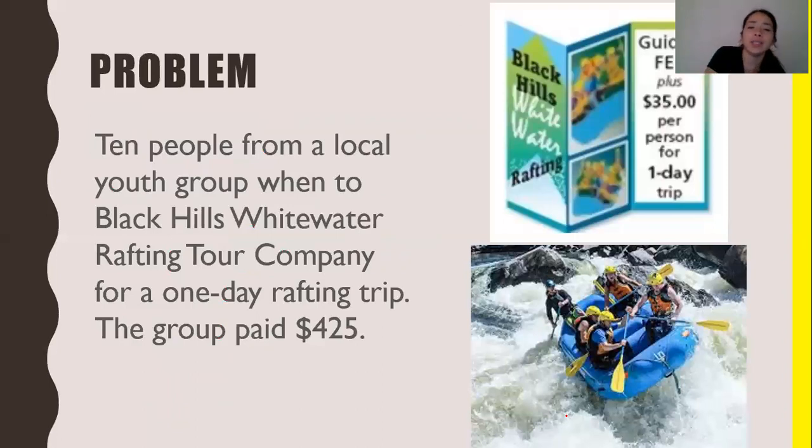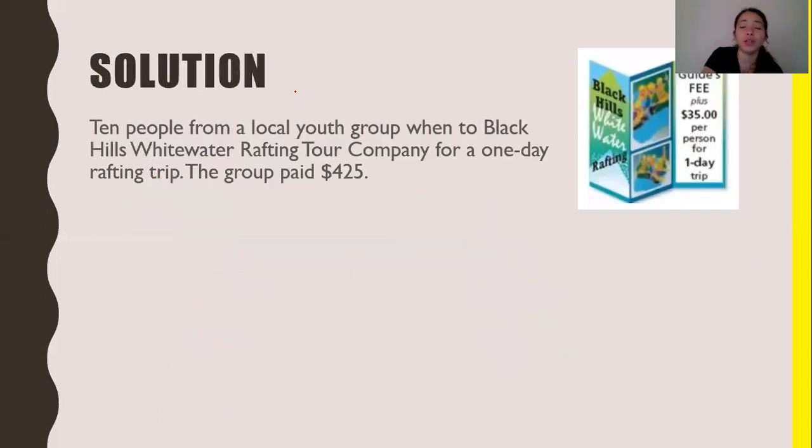So now I'm going back to this problem. So 10 people from a local youth group went to Black Hills Whitewater Rafting Tour Company for a 1-day rafting trip. The group paid $425. What we do know is that if we have y is equal to mx plus b, we know that the total amount that they paid is 425, so that's going to be our y. That's how much they paid total.